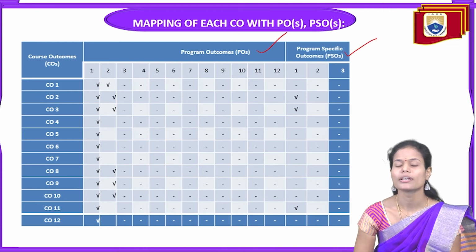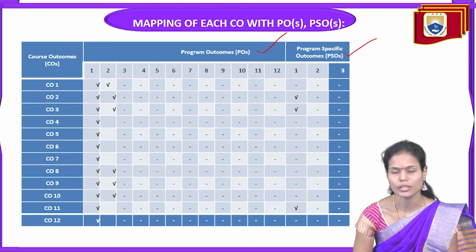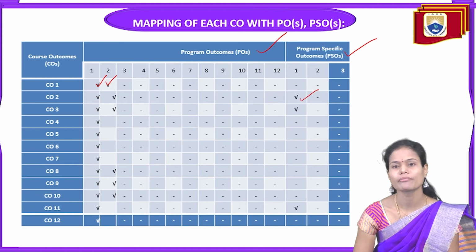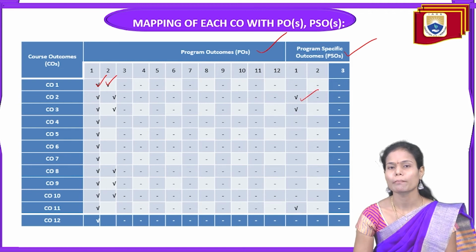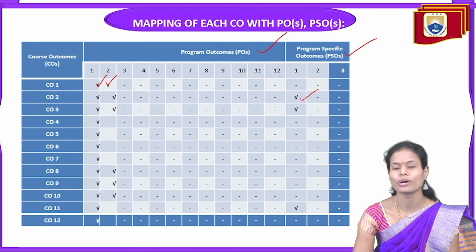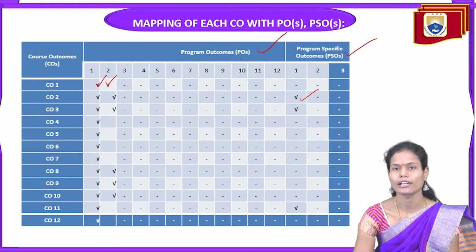So for each and every CO, whatever we define, what program outcomes are matching here and what program specific outcomes are matching here, we have to mark as ticks. So for CO1, I have taken it as 1 and 2. Similarly for CO2, 1 and 2, as well as program specific outcome 1 is also mapping here. After mapping this, we have to give the competency level as 1, 2 and 3 levels in order to find whether we reach that particular value or not.